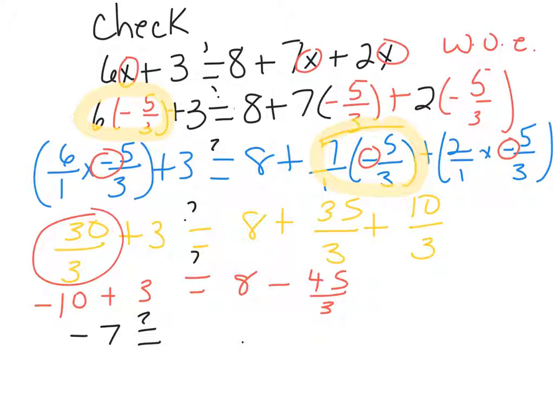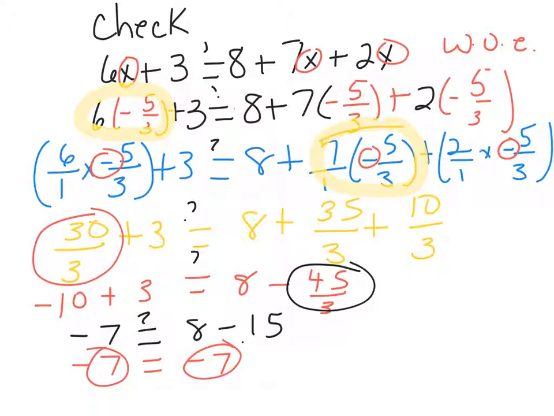And over here we have 45 over 3 is 8 minus 15. And that works out to be negative 7 equals negative 7. So I haven't checked every problem we've done, but I'm trying to pick the ones that look difficult so that it doesn't take so much time.